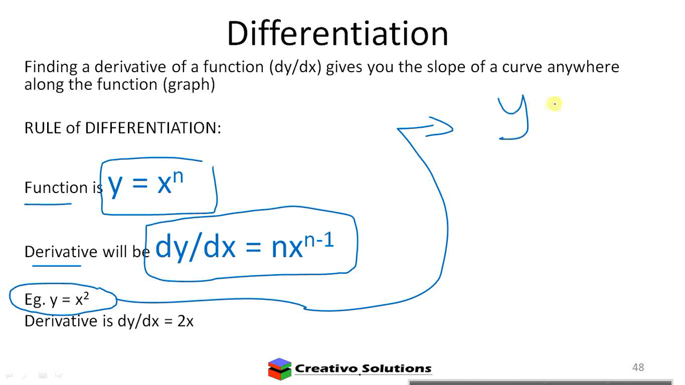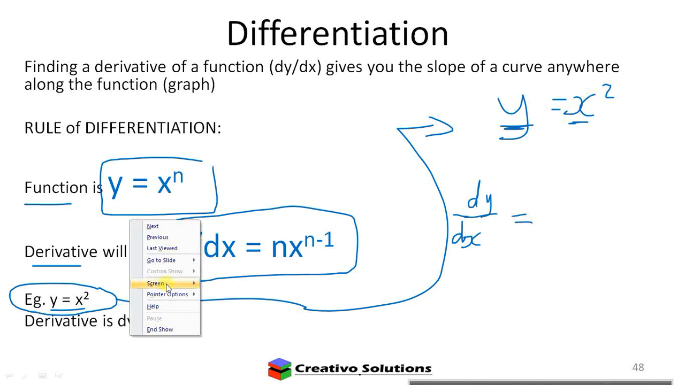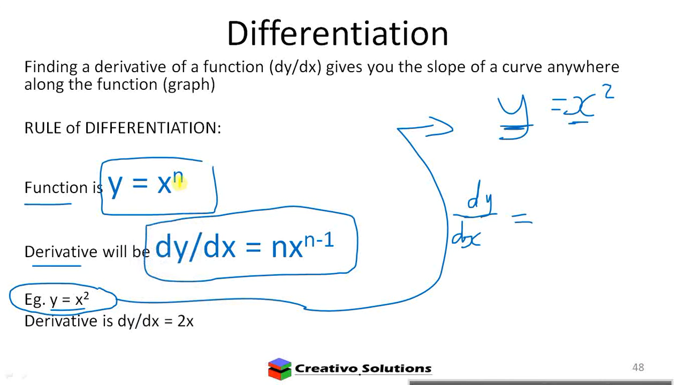If I have a function y equals x squared, that's an example. That's the function, that's the expression. If I want a derivative, how is a derivative written? It's written like this, dy over dx, because I've got a y here and an x there. So what do I do to get the derivative? Well, it's quite simple. What is the exponent of this? 2.